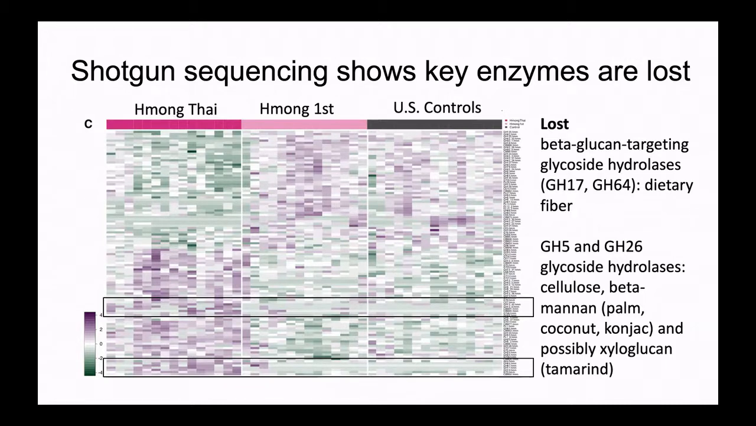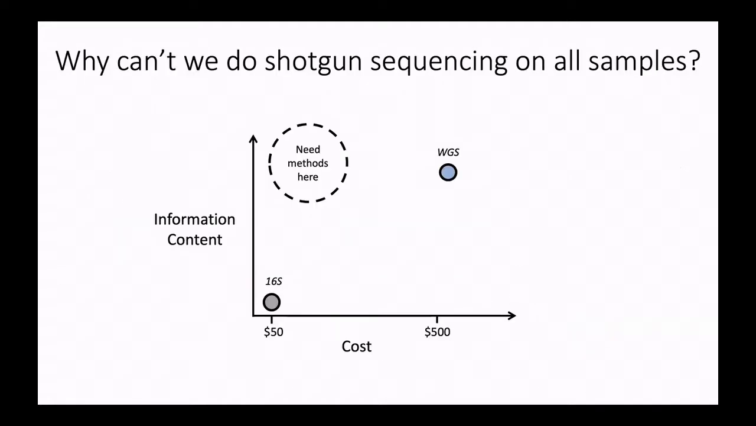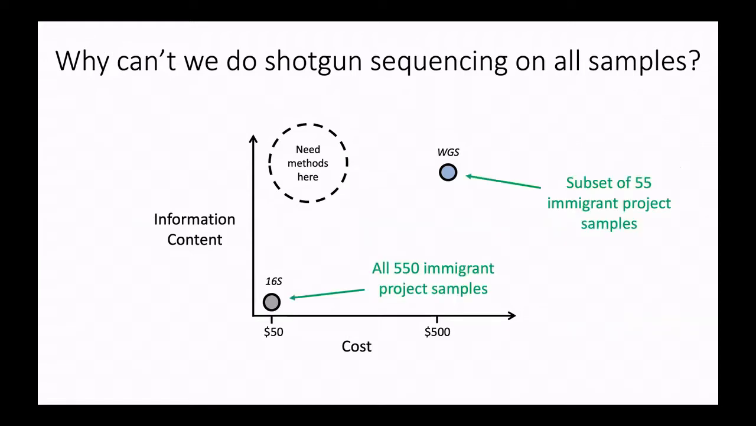So I mentioned that these were the expensive, fancy, high-resolution type of data, shotgun sequencing. Why can't we just do shotgun sequencing on all of the samples? So I told you we had this cheap version on 550 subjects, and then this expensive whole genome shotgun sequencing on just a subset. And this is how the majority of the microbiome studies have been taking place to date. You do the cheap version on all your samples, and then you go do the expensive version on the subset.